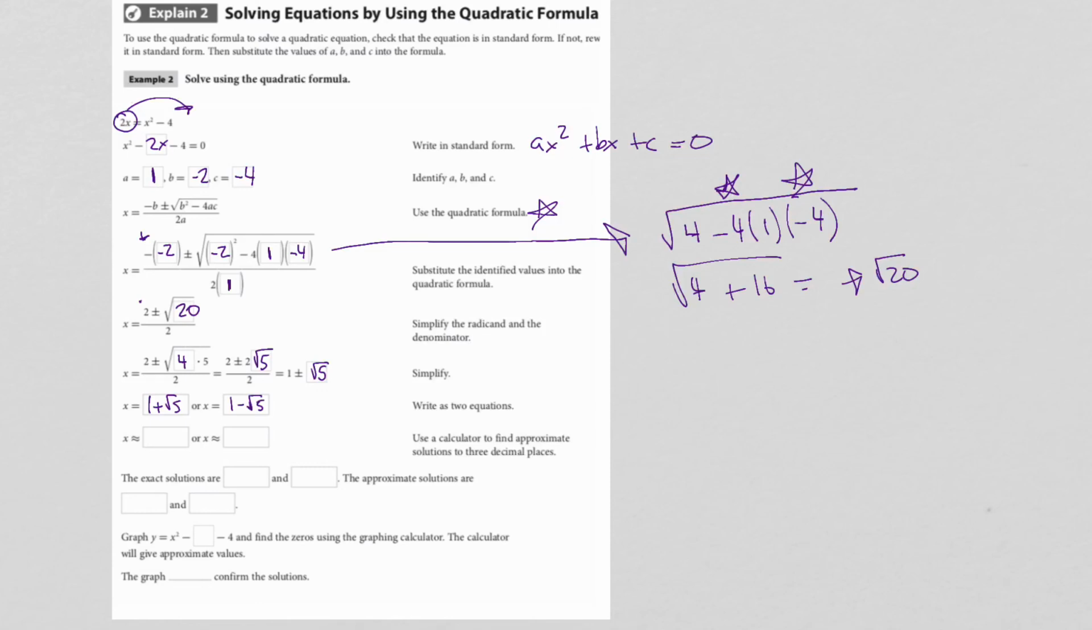And you're going to get about 3.236, or about negative 1.236. So let's see. The exact solutions are 1 plus the square root of 5 and 1 minus the square root of 5. And the approximate solutions are 3.236 and negative 1.236.